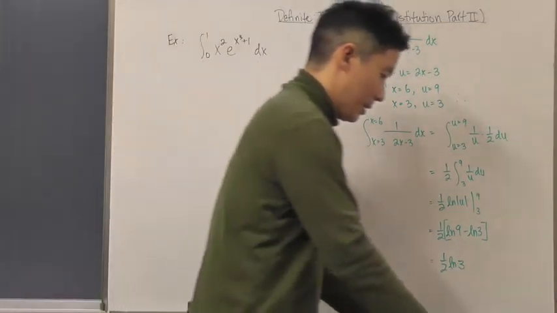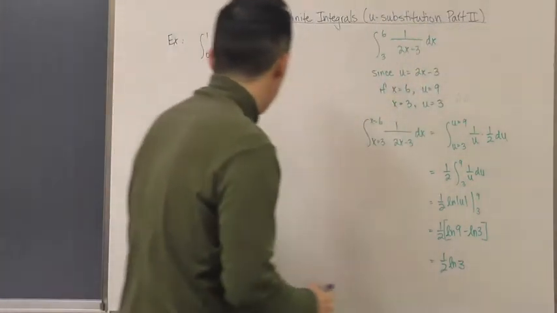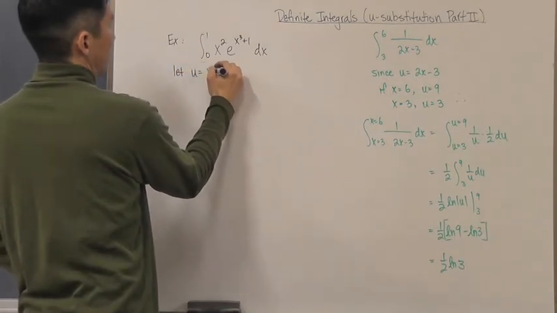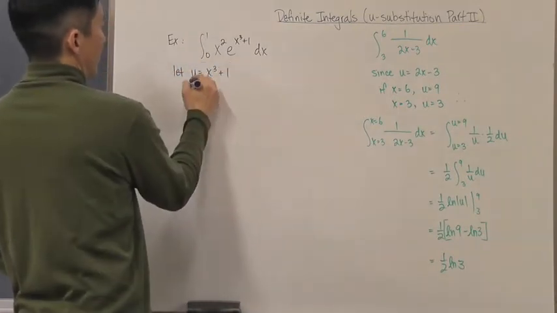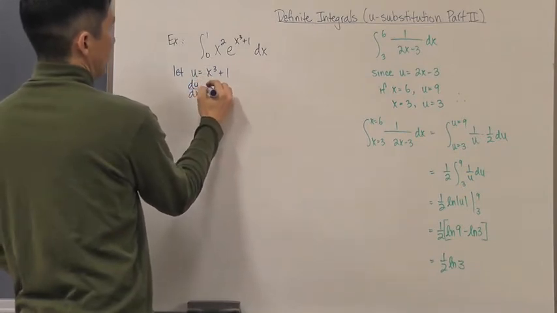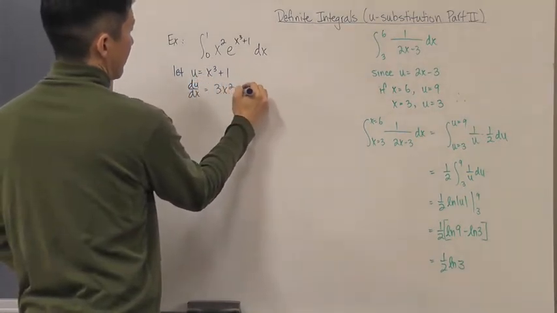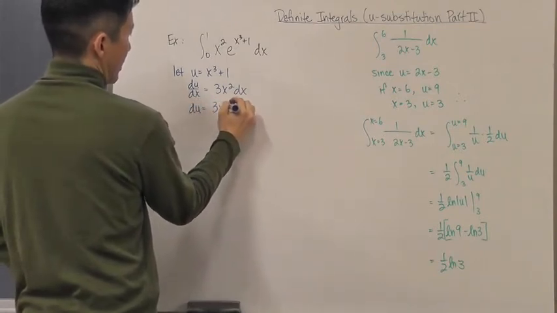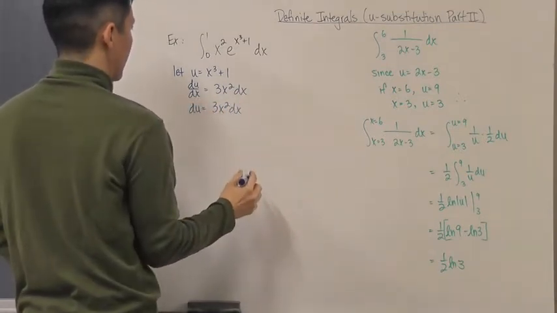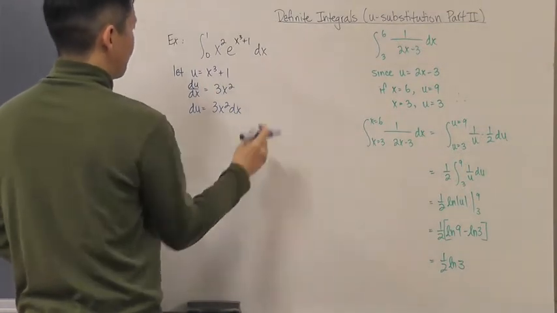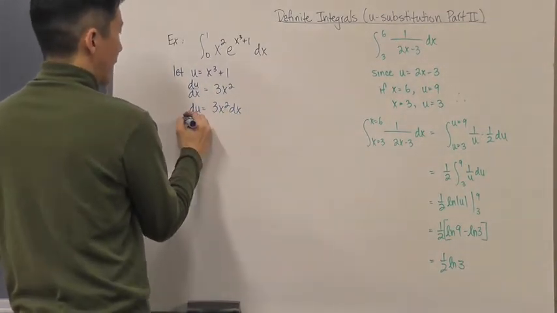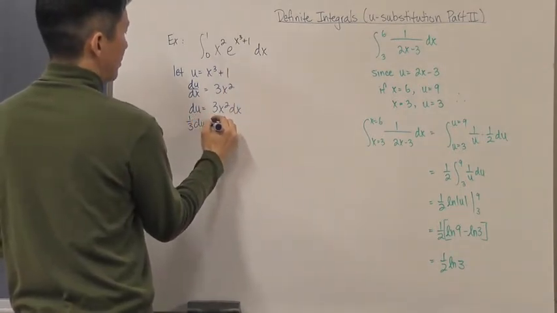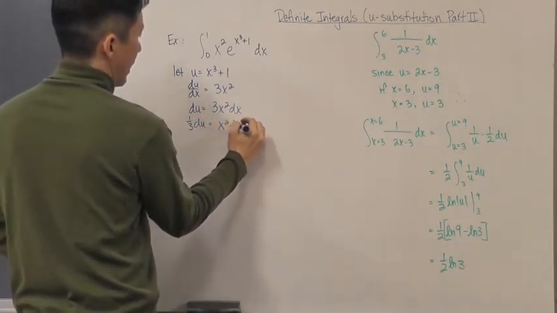Okay, so it's pretty clear, I think, that we need to let u be equal to x cubed plus 1. And that means that du/dx is going to be equal to 3x squared. So du is going to be equal to 3x squared dx. And then we need the x squared dx, so that's just going to be 1/3 du is equal to x squared dx.